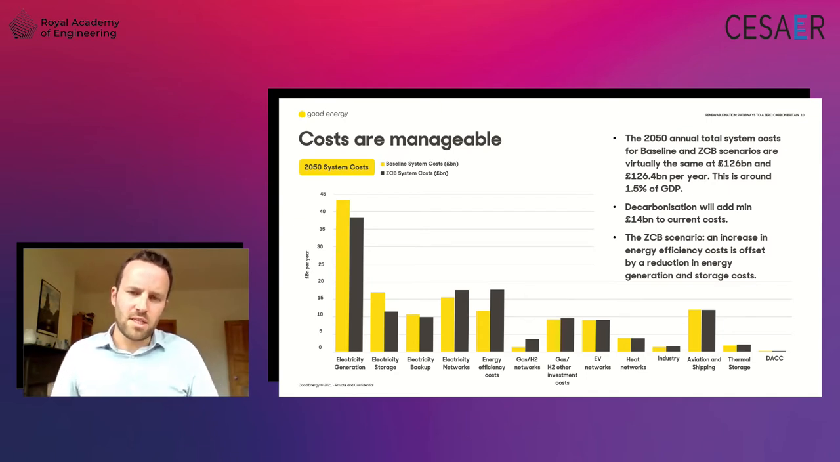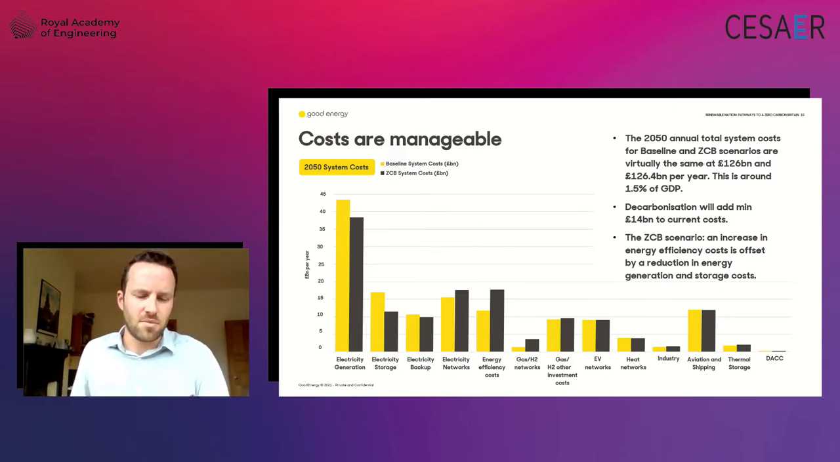And we worked out that decarbonisation would add in 2050 a minimum of 14 billion per year on top of what we would have to be spending on the energy system anyway at the moment. So this is an eminently possible scenario. It's an option for people to consider that this is something that we could go for.